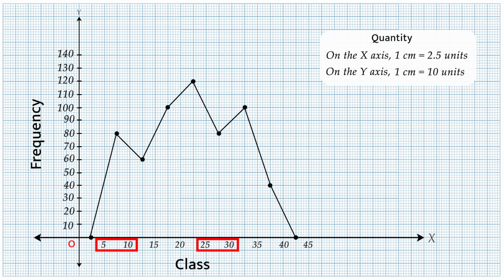Solution. The frequency of classes 5 to 10 and 20 to 30 is the same. The frequency of the two classes 0 to 5 and 40 to 45 is the least, that is 0. The frequency of class 20 to 25 is 120. The frequency of class 10 to 15 is 60. The frequency of class 5 to 10 is 80.